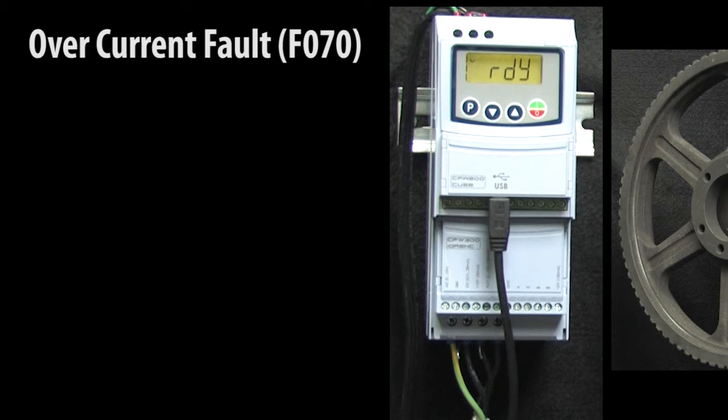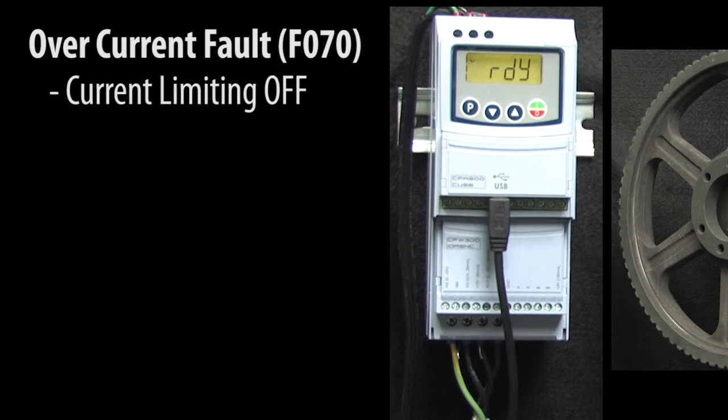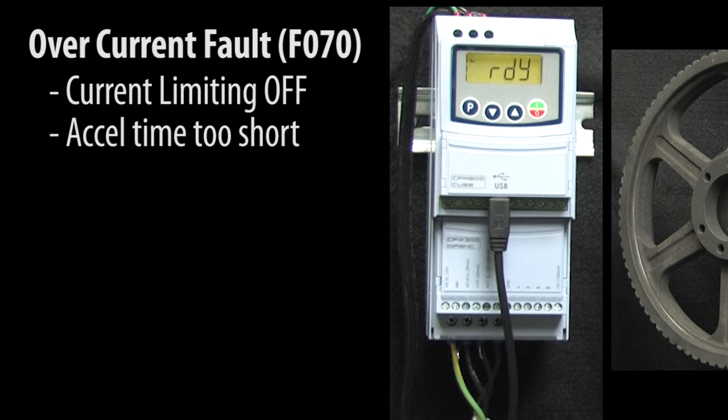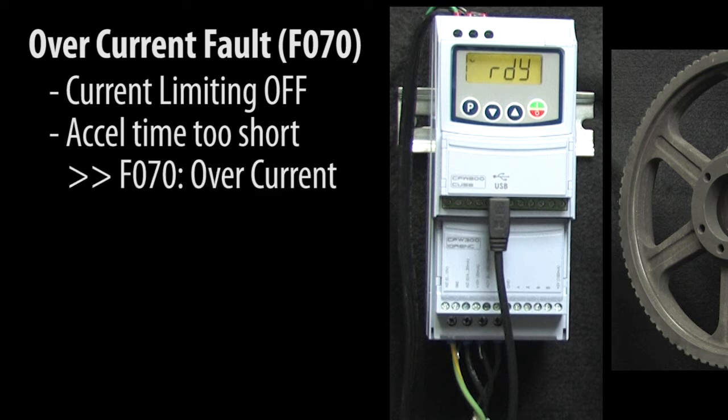Another possible reason for an overcurrent fault is the built-in current limit function has been turned off. The WEG CFW300 drive has current limiting built in, so normally if you specify an acceleration ramp that's too short, the drive will automatically change the ramp time to prevent an overcurrent fault. But if you turn that current limiting function off and enter a really short acceleration time, you will get an overcurrent fault. Let's try it.